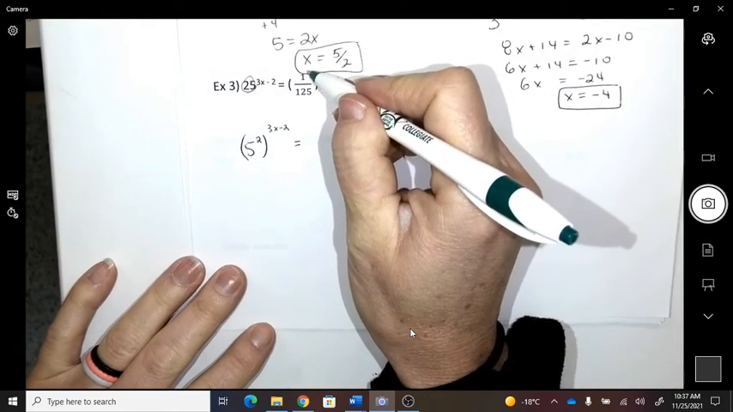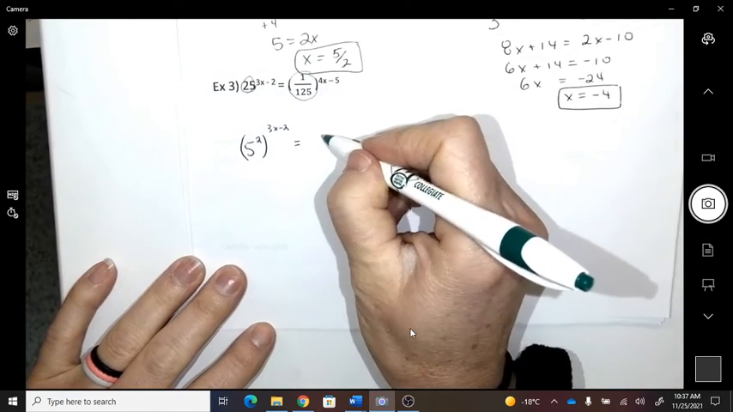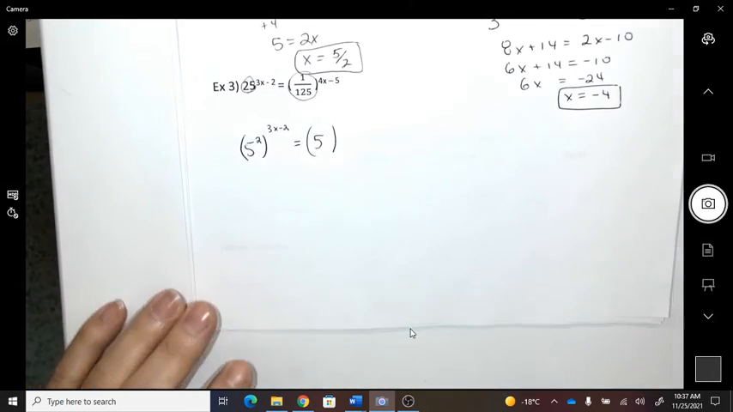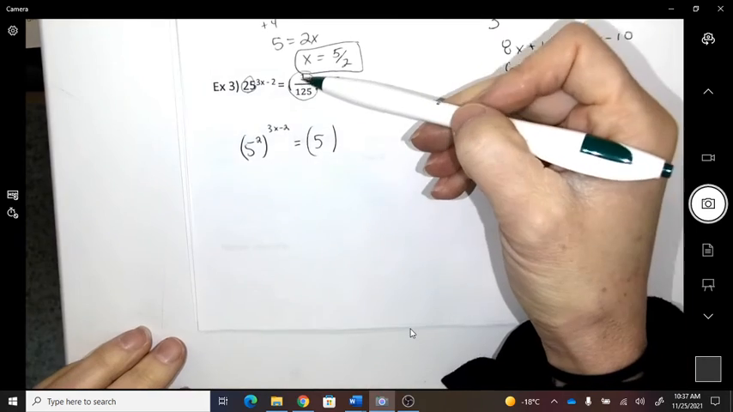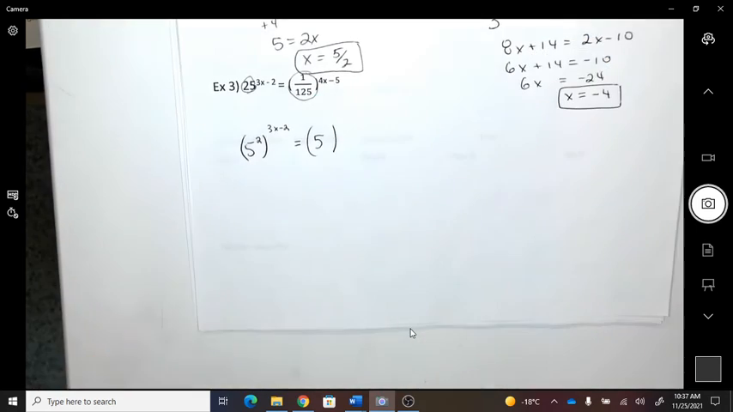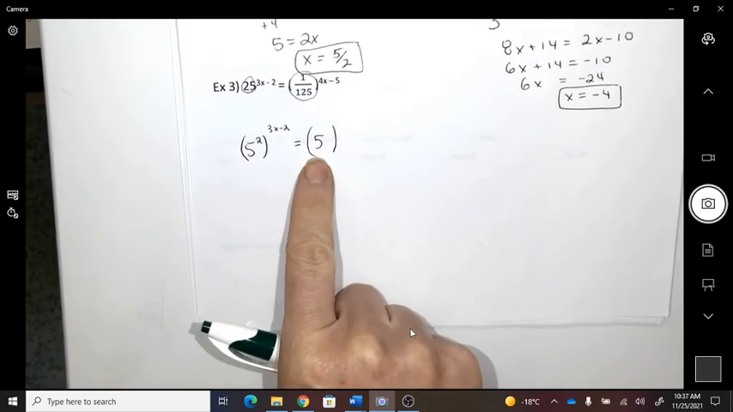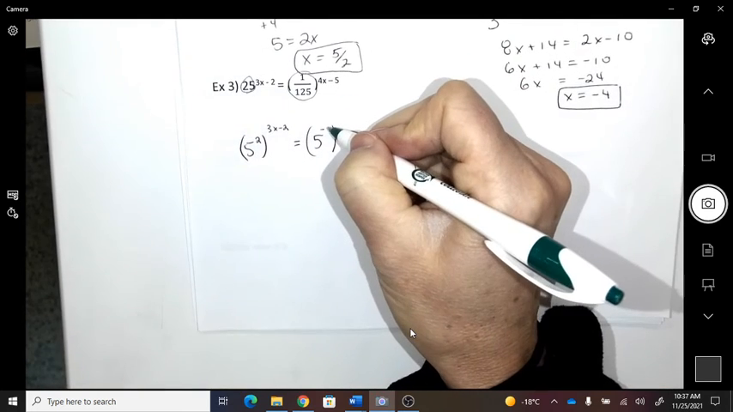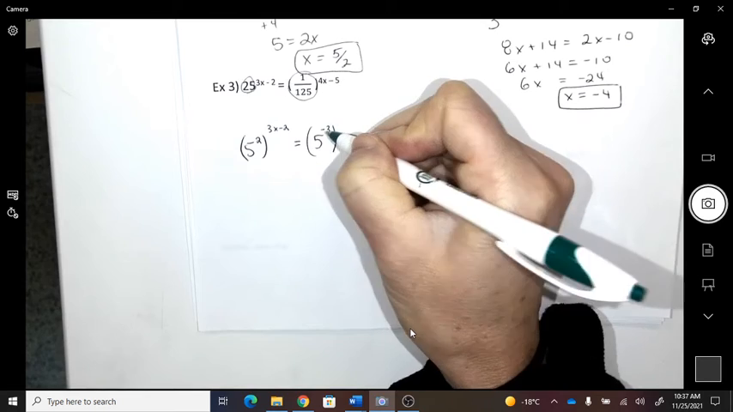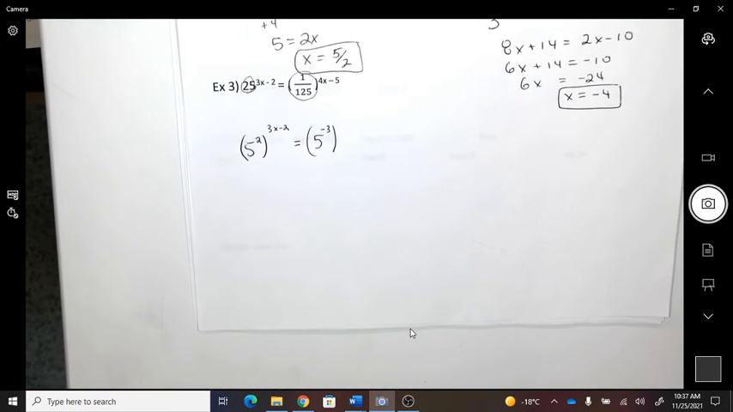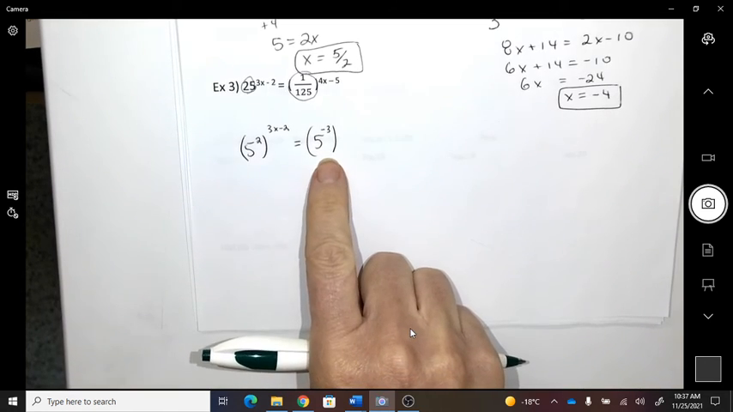Okay, I just talked about this at the start of class. How do you rewrite 1 over 125? Negative. What? 3? 5 times 5 times 5 is 125. Okay, you remember though that that's a negative, right? Because it put it to the bottom.